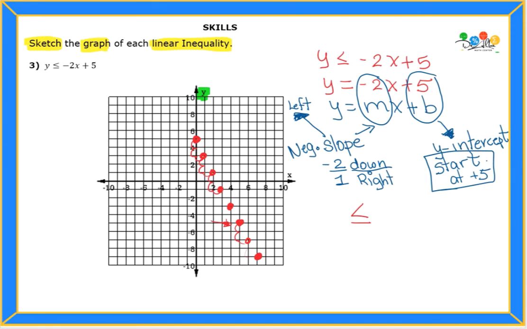Okay? Now, if I want to find more points, all I need to do is continue using the rise over run. But now I'm going to do the opposite because I'm going in the opposite direction. So instead of going down, I'm going to go up. And instead of going to the right, I'm going to go to the left. So I'm not changing the rise over run, guys. I need for you guys to understand that.